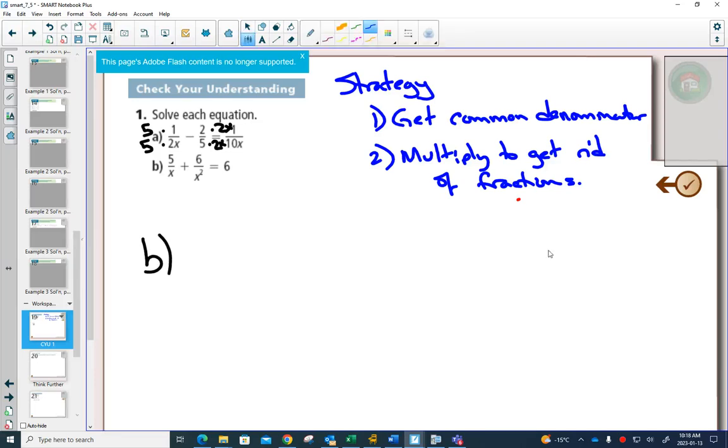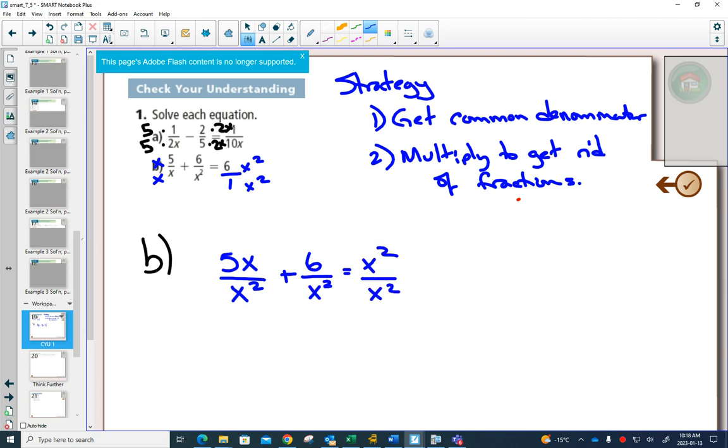I'll go to blue. I look at my denominators. This one would be over 1. We have no numbers other than 1, so that's good. Then secondly, we look at our variables. We have an x squared, so this one needs an x, this one needs an x squared, and you would have 5x over x squared plus 6 over x squared equals x squared over x squared. We got our common denominator.